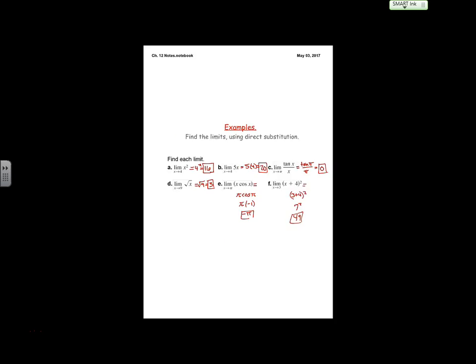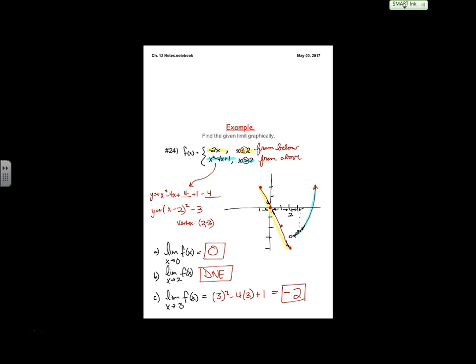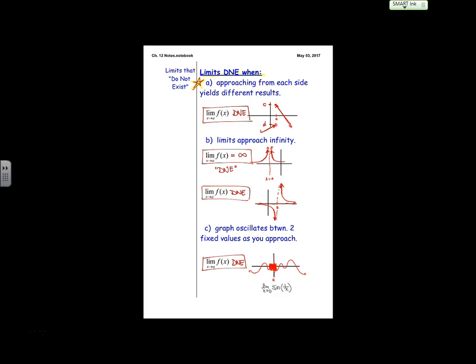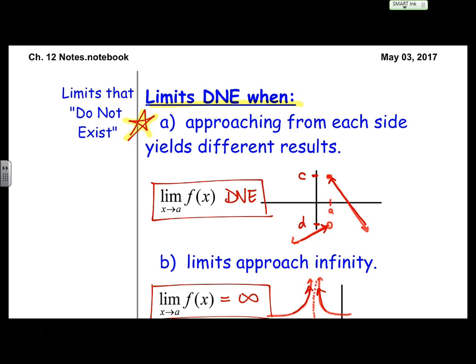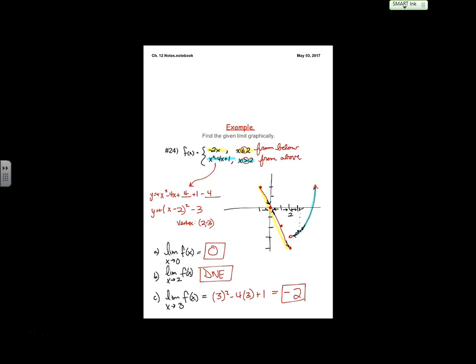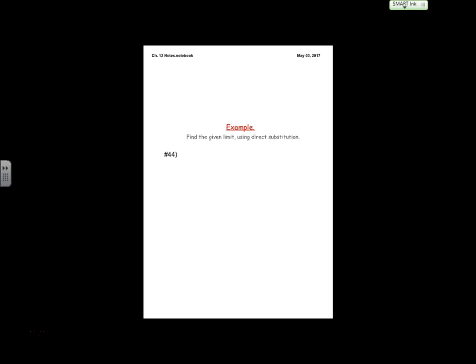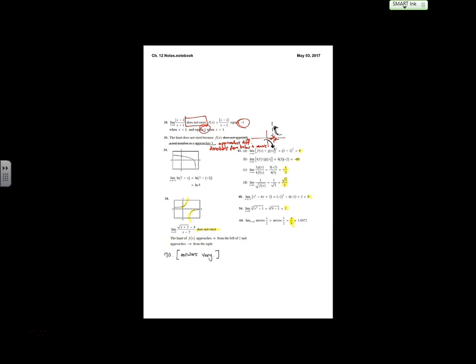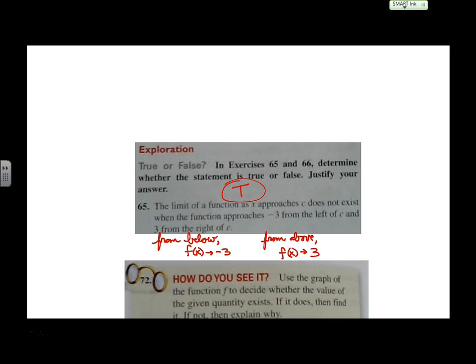So from notes from Friday, before we watched the Mean Girls clip, we were talking about DNE. We approach from either side, and they result in different answers. The limit does not exist. Right? So this case was different answers. You had negative 3 and you had positive 3, but once again, thank you everyone for listening. Since, as you come from below and above, they are approaching two different heights, the limit does not exist.